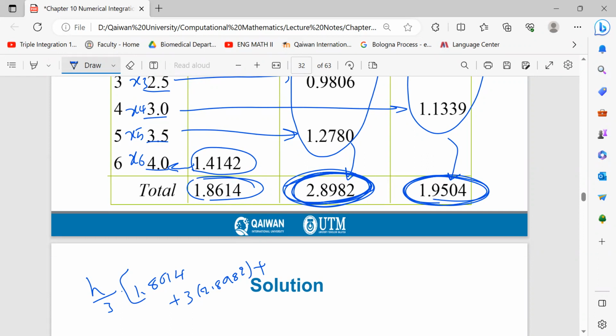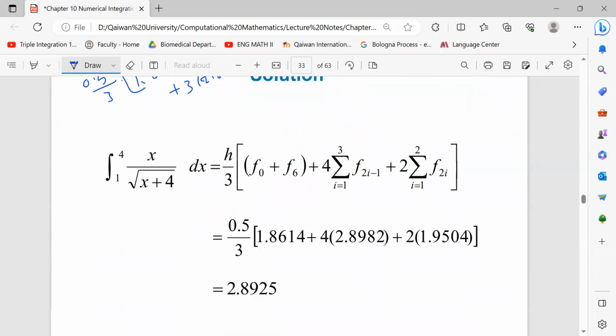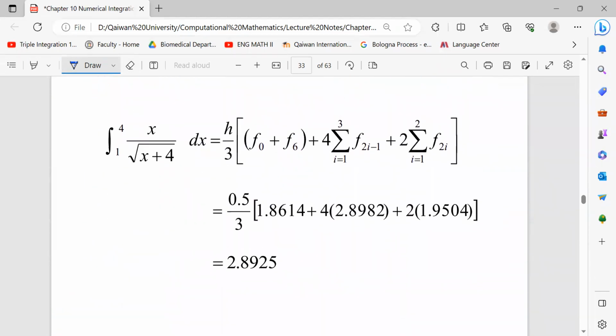Okay? Which is 2 times 1.9544. Just evaluate this. And here h is 0.5. Evaluate. So you get what it is. That's 4 times the odd ones and 2 times the even ones. Okay? And the final answer is 2.8925. This is for the case if h to be 0.5.